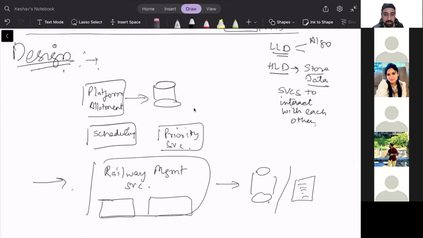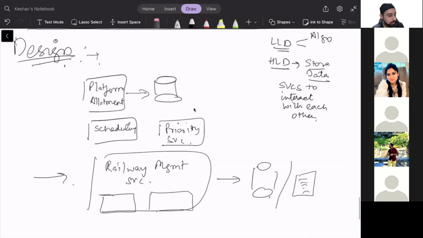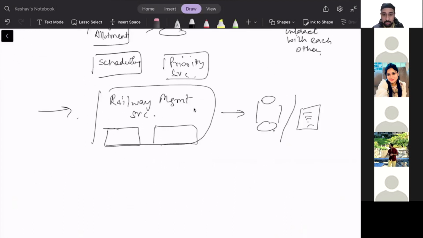Perfect. So the HLD is not needed for this problem. Let's come to the LLD part of it. Did someone think of LLD while everyone else was thinking about HLD? Anyone who thought that HLD is not needed and we'll focus on LLD? Or anyone even thought in that direction?